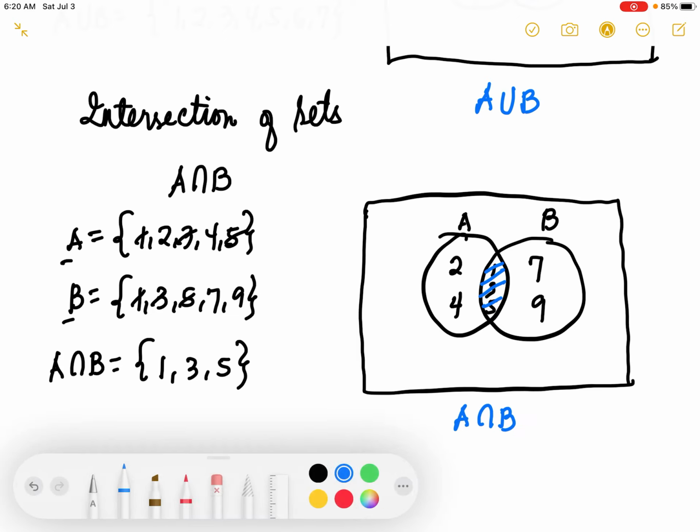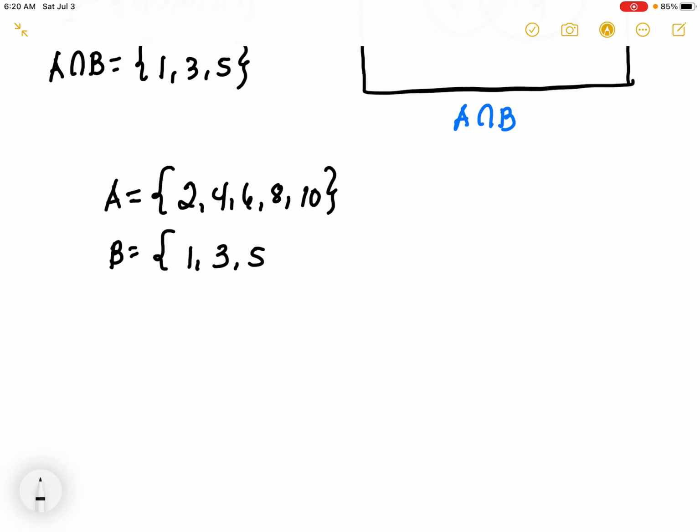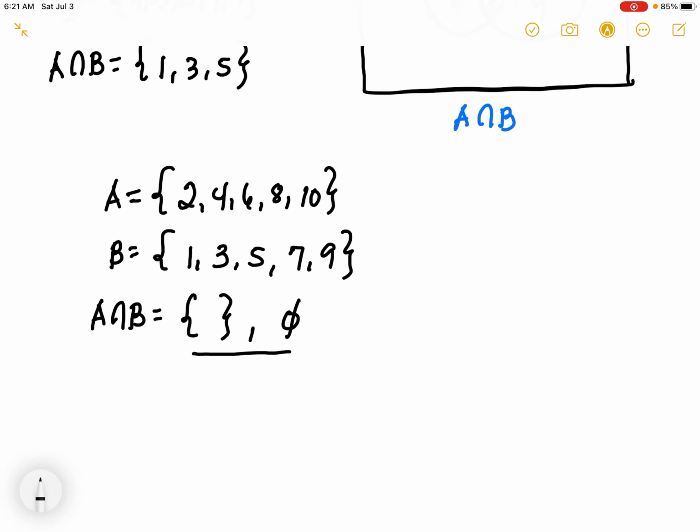Next example. If set A is equal to 2, 4, 6, 8, and 10, and set B is equal to 1, 3, 5, 7, and 9, then A intersection B is equal to this one. Or we can have this symbol. It means there is no common elements.